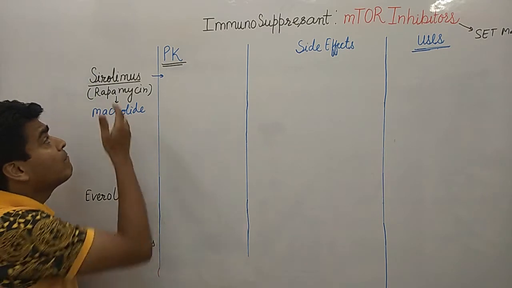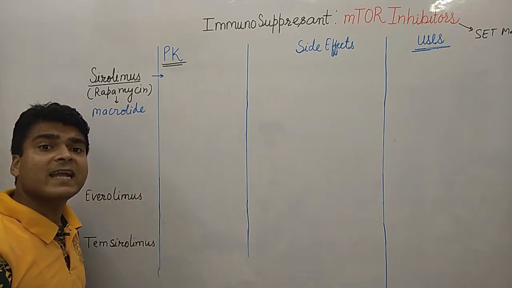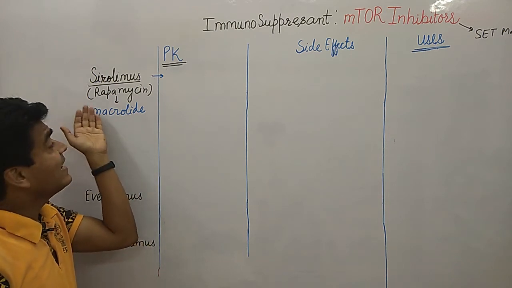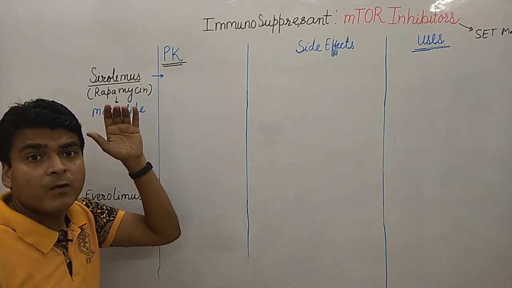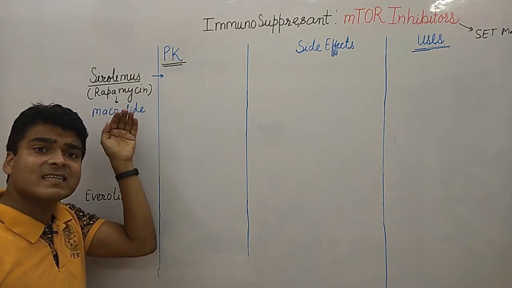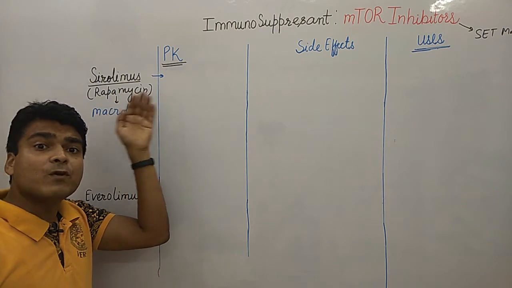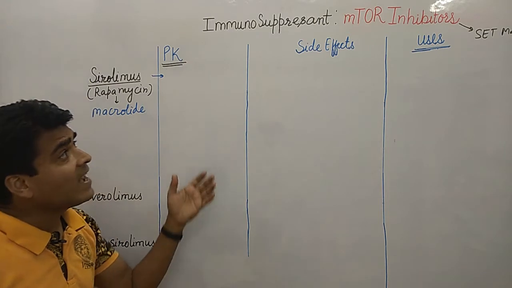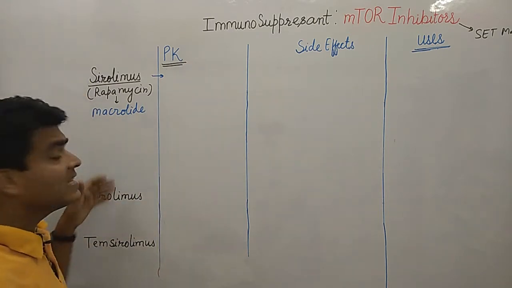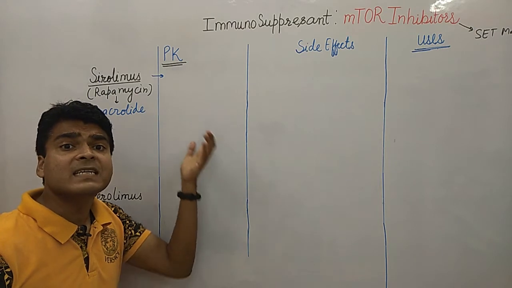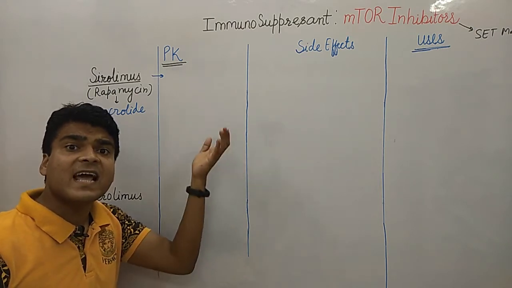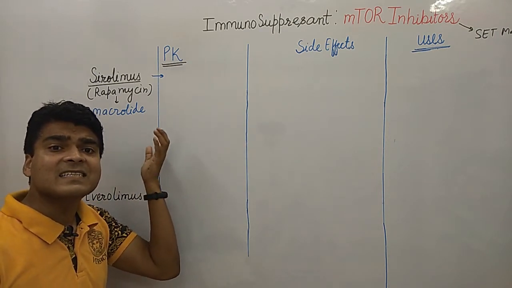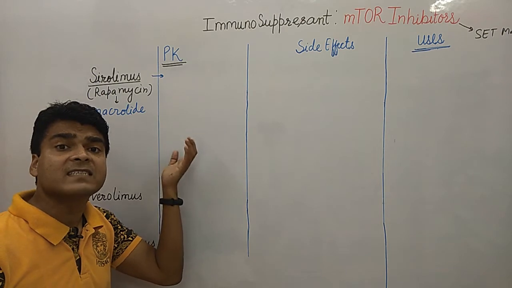Now looking at the mechanism, sirolimus basically binds with the FK binding protein and then it inhibits mTOR. I already discussed this section in the mechanism of action class. mTOR is involved in T cell proliferation and differentiation. That's why sirolimus and all of these drugs inhibit T cell proliferation as well as differentiation, and so these drugs are considered anti-proliferative agents as well.